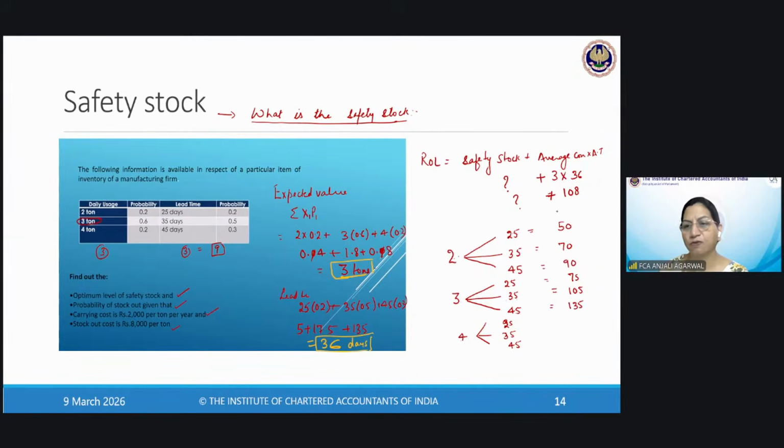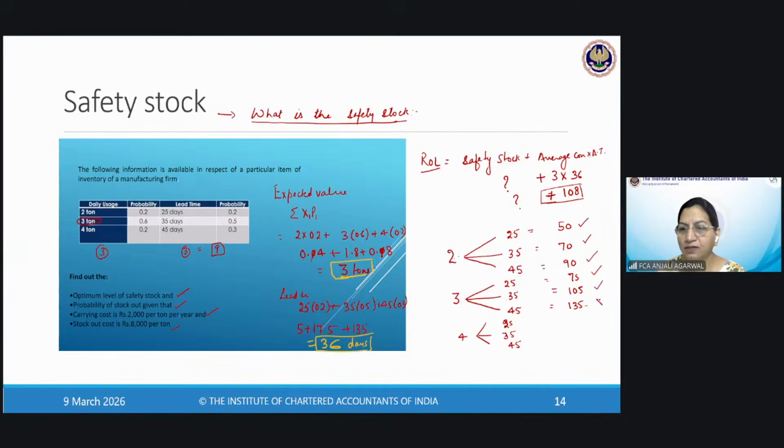Now look at it. So far, there was no problem. Why? Even if we don't have any safety stock, we had placed our order at 108 units, average consumption into average time. So if we are placing an order at a reorder level of 108, and you consumed 50, there was no possibility of stock out. Rather, you had 58 units extra. Here also you were easily sailing through. Here also no problem. Here also no problem. Here also no problem. You had 3 tons still left, though it was a thin margin.